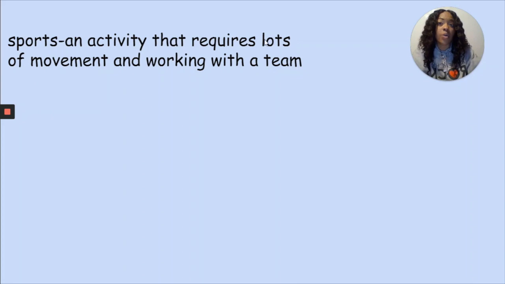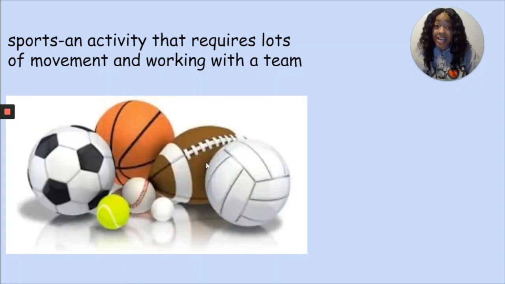Sports, an activity that requires lots of movement and working with a team. And here we have different materials that are used for sports. We have the soccer ball, basketball, a football, a volleyball, golf ball, baseball, and tennis ball.